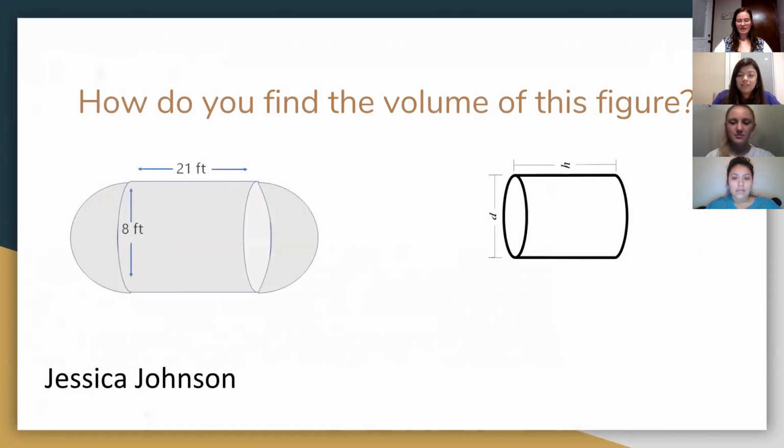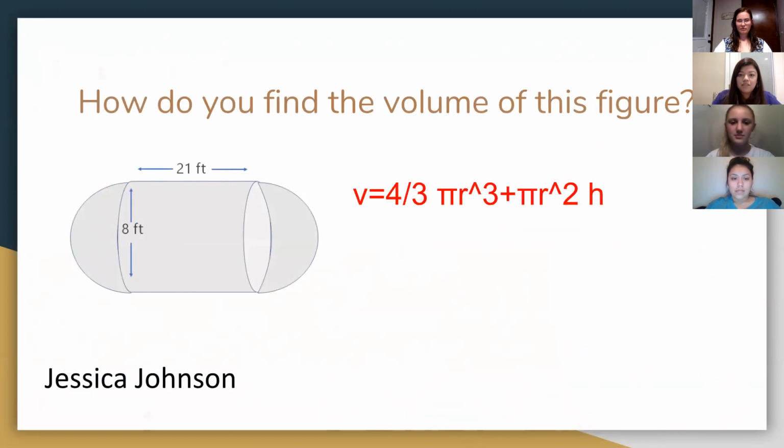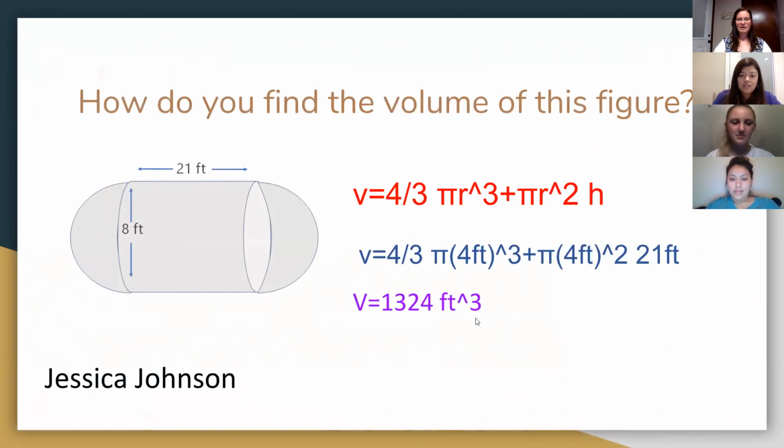To find the volume of the capsule, we will use the formula V equals 4/3 pi r cubed plus pi r squared times the height. We plug in our numbers, and then we're going to solve. And we get 1,324 feet cubed.